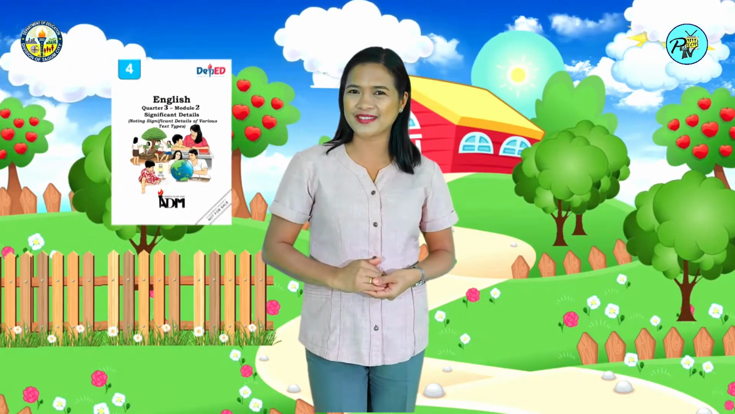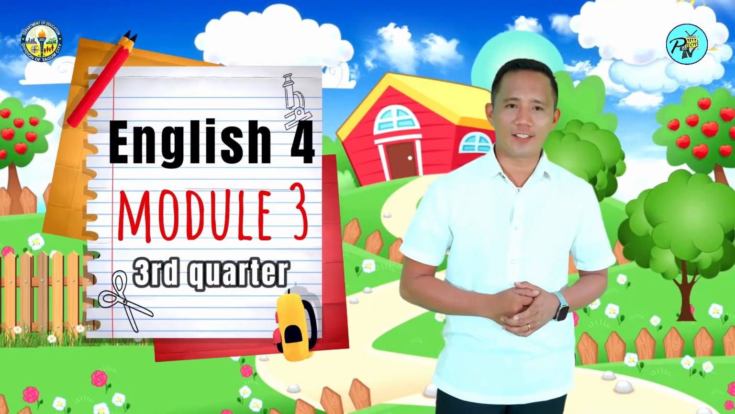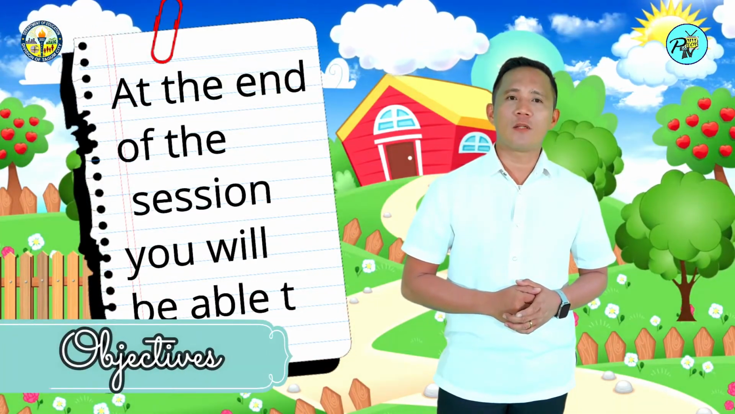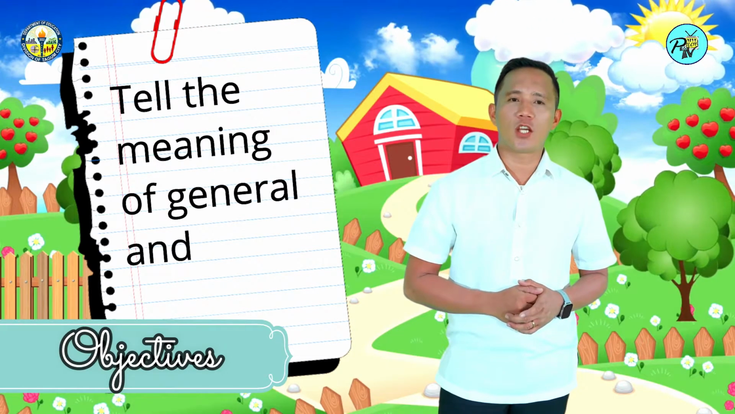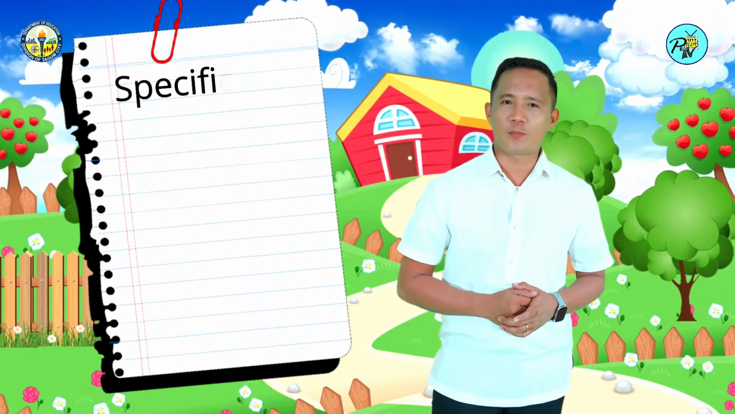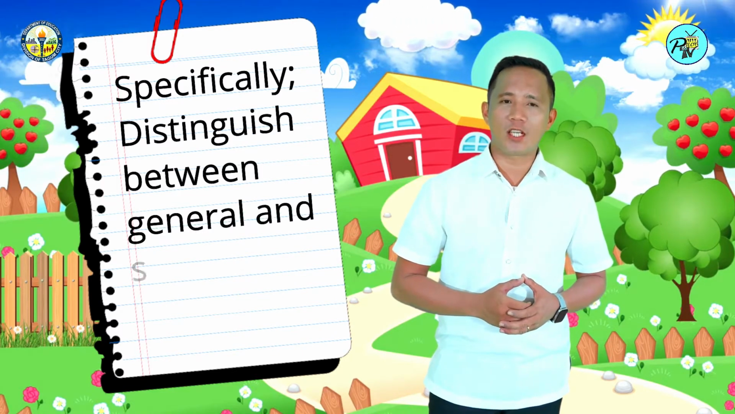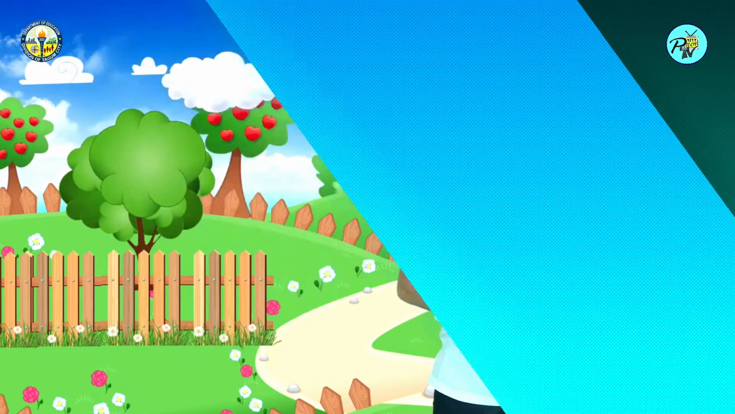We hope that you are doing fine and safe inside your homes. But before that, let me check if you have your ballpen, notebook, and learning module with you. Are you ready? Great! Let's start! Welcome to English 4, Module 3 for the third quarter. At the end of the session, you will be able to tell the meaning of general and specific statements. Specifically, distinguish between general and specific statements.